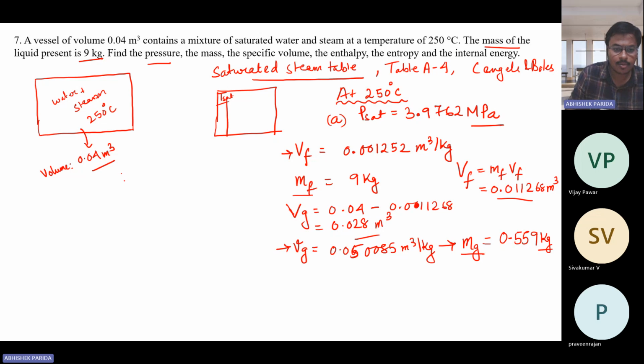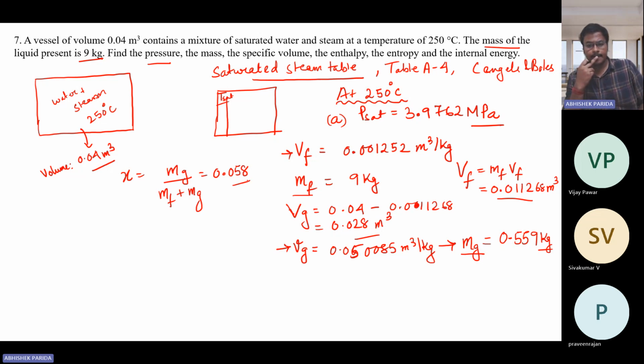So can you calculate now quality? It is nothing but Mg by MF plus Mg. I am getting 0.058. Are you also getting this one? Yes, sir.